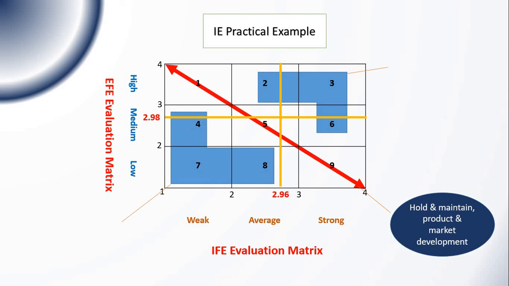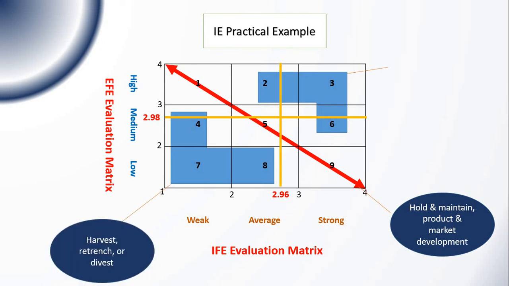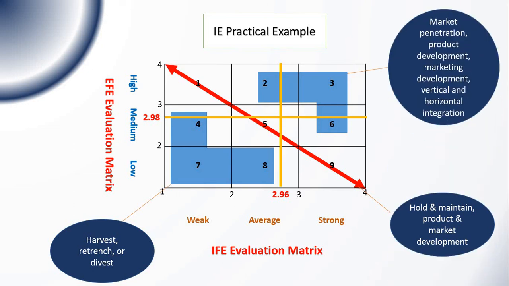But if our business situation falls in 478, suppose our scores are 1.8 or 1.5 internally, and externally 1.6 or 1.9, then internally we are weak and externally we are in a low position. At this time, our strategy is harvest, retrench or divest. But if we fall in 236, meaning internally we are strong and externally we are in a good position in the industry, then our strategies are market penetration, product development, market development, and vertical and horizontal integration. So these are the strategies which can be used by businesses.